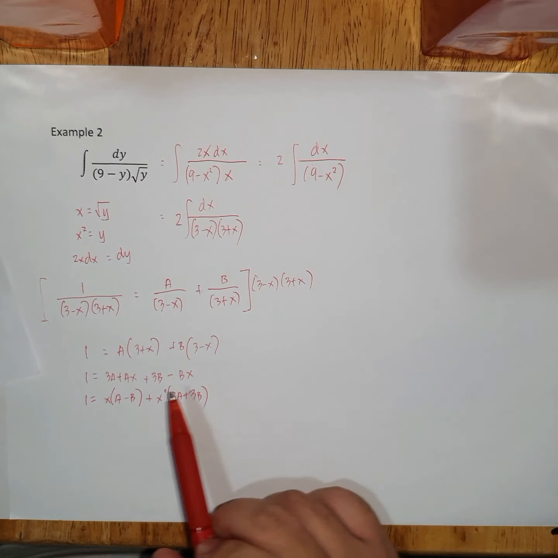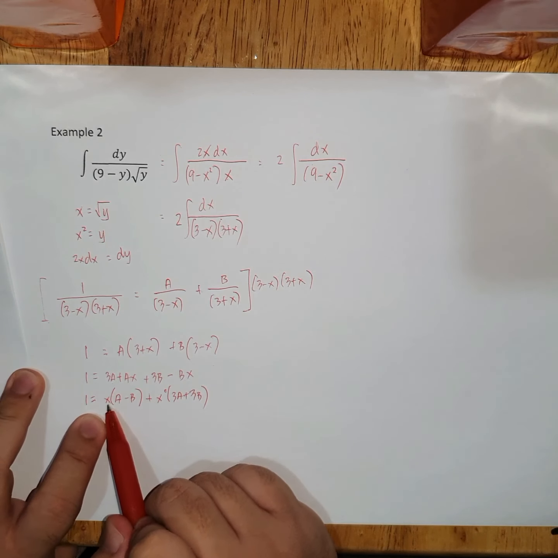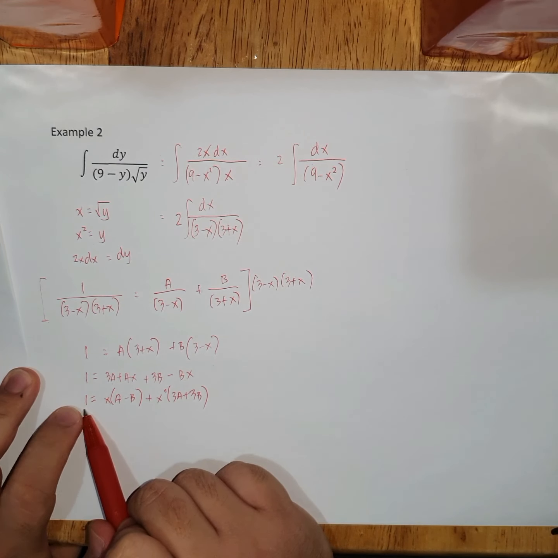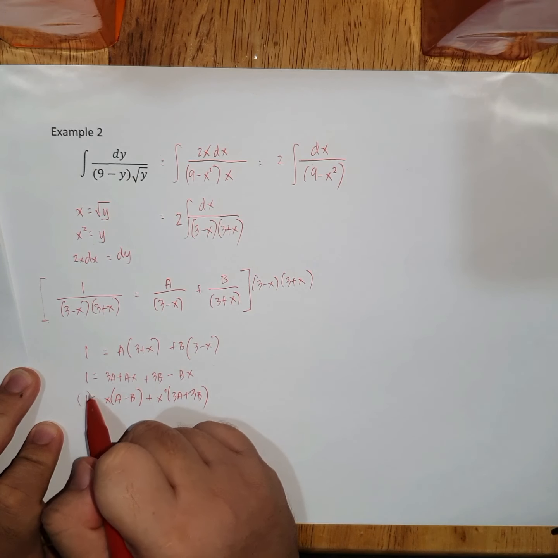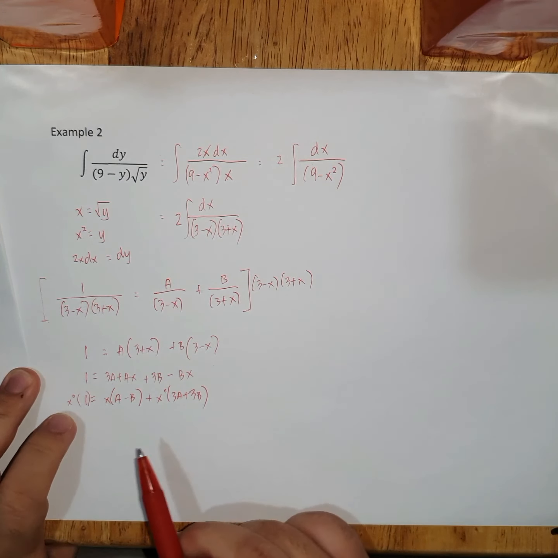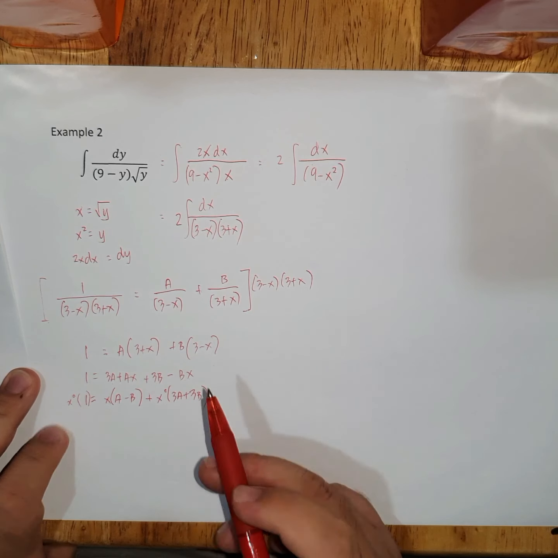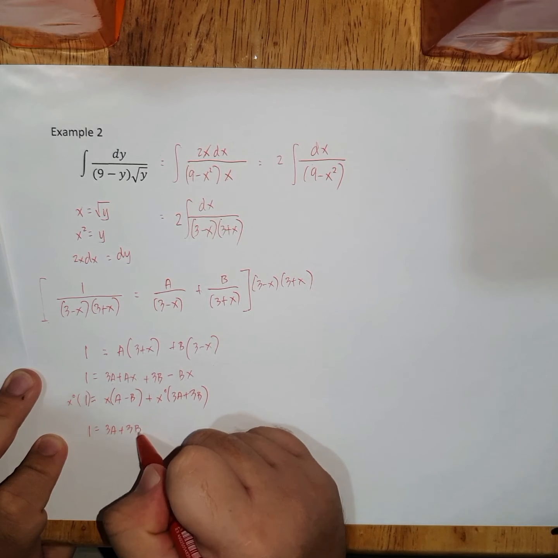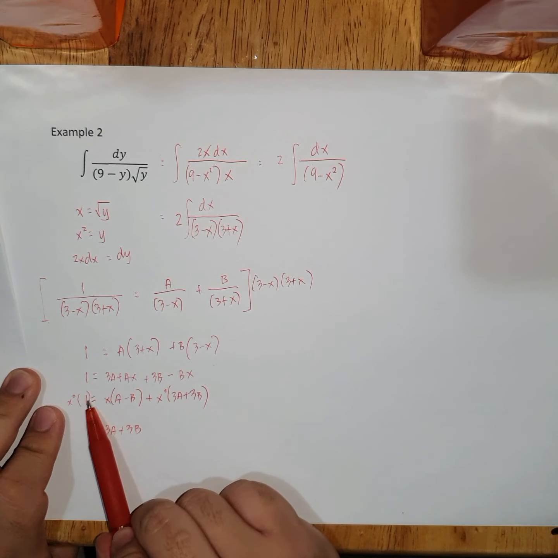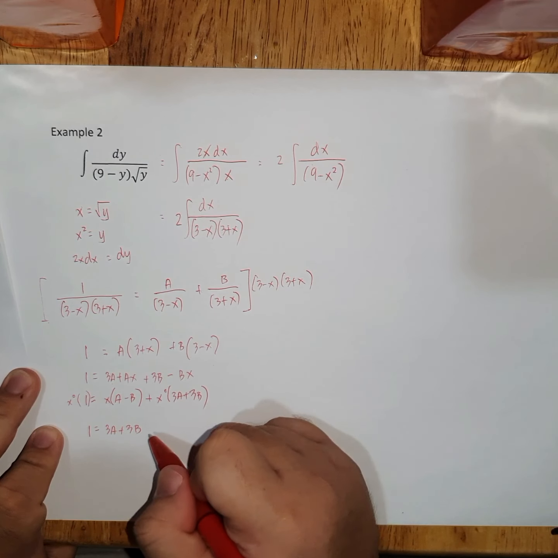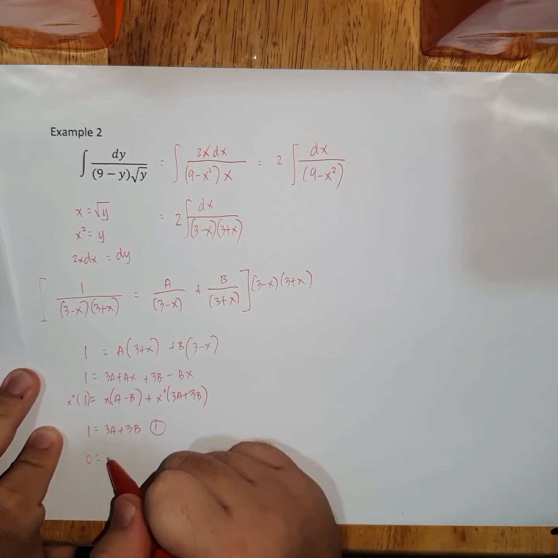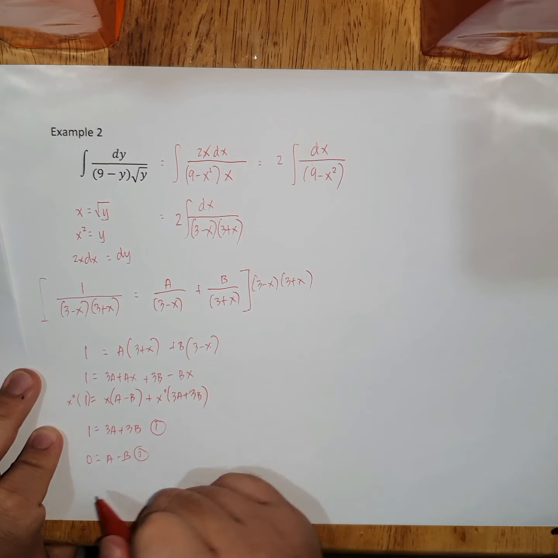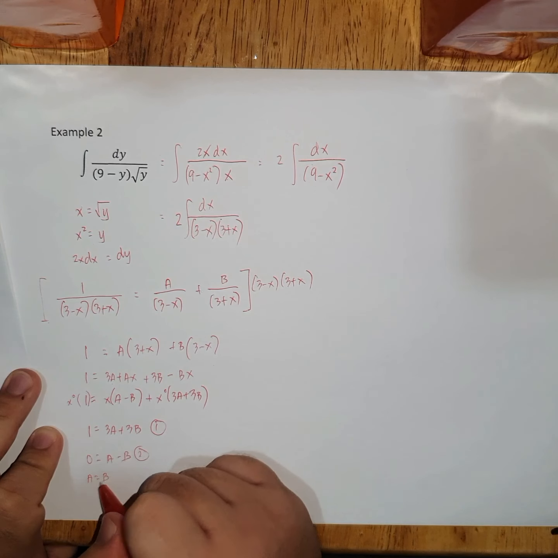Here, the power is 1. The left side is a constant, so it has an imaginary factor of x raised to 0. Equating the terms with x raised to 0, 1 equals 3a plus 3b. Then for x, the left side has none, so 0 equals a minus b. This is our first equation. From the equation 2, we know that a will be equal to b.